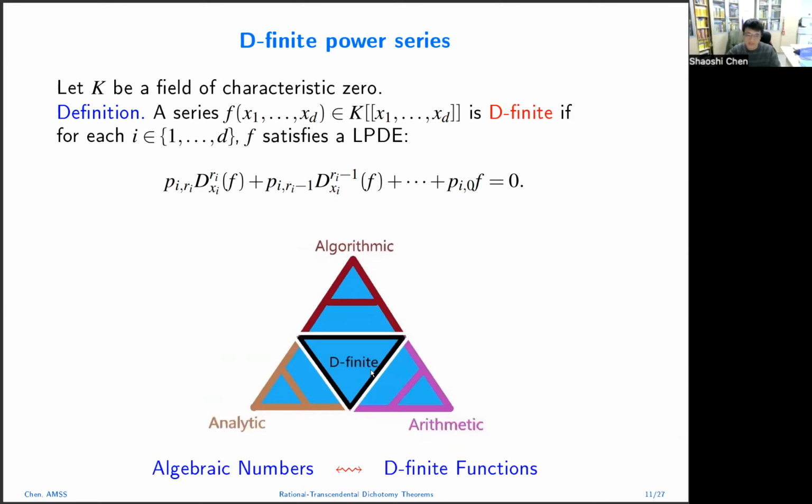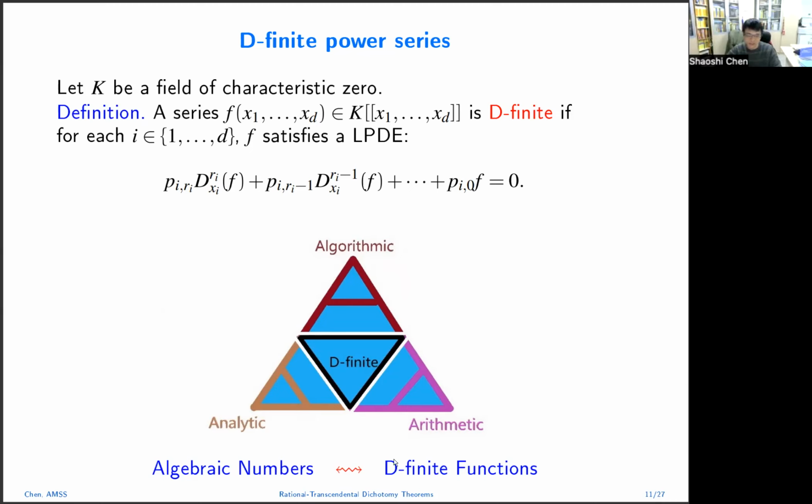Over the previous many years, people have studied this class of power series from different angles. When I was a PhD student, I was mainly working on this kind of power series from the computer algebra point of view, designing algorithms to manipulate these functions. I also did some analytic combinatorics on these D-finite functions. And most recently, we focused on the arithmetic properties of D-finite power series.